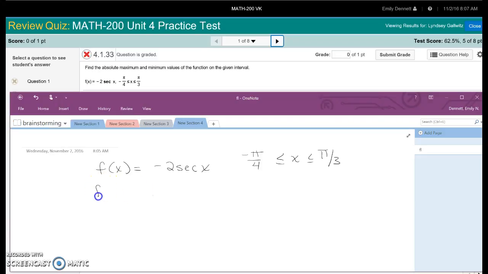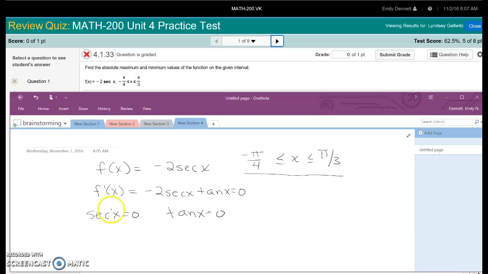So first thing we do here is take our derivative, which will be negative 2 secant of x tangent of x. And we want to set that equal to 0. Now since this is already factored, we would set secant of x equal to 0 and tangent of x equal to 0. And we really just want it on this interval between negative pi over 4 and pi over 3. Now secant of x is never equal to 0. It's 1 over cosine of x. And whenever you have a fraction like that, the only way it's equal to 0 is if the top is equal to 0. Well, 1's never equal to 0. So that doesn't give us anything.